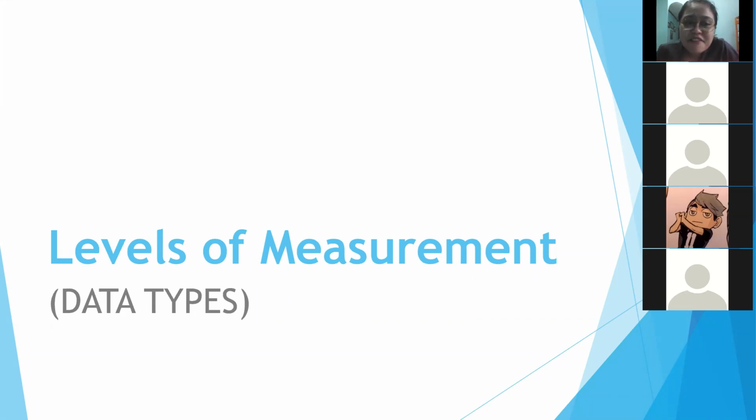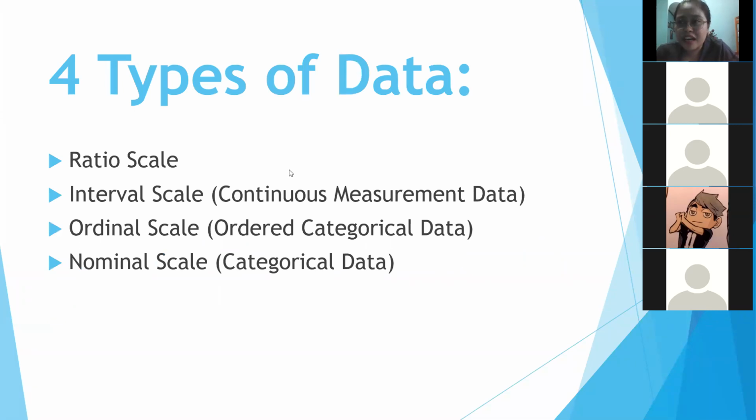Okay. Levels of measurements, or these are also called the data types. So, it is also important for us to know the data types na ato ang i-collect para kabalupod ta og unsa nga statistical tool atong gamiton when we want to analyze our data. So, naa tayo upat ka klase na types of data. The ratio scale, interval scale, or we call it continuous measurement data, or the ordinal scale, that's the ordered categorical data, or the nominal scale or categorical data.